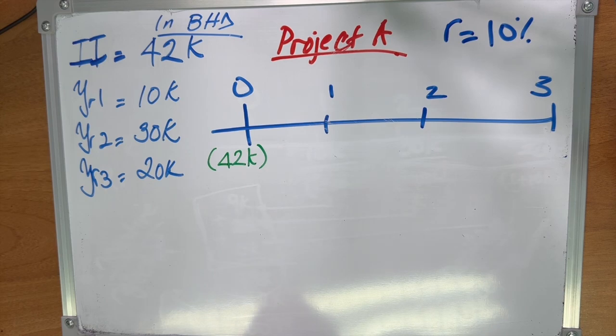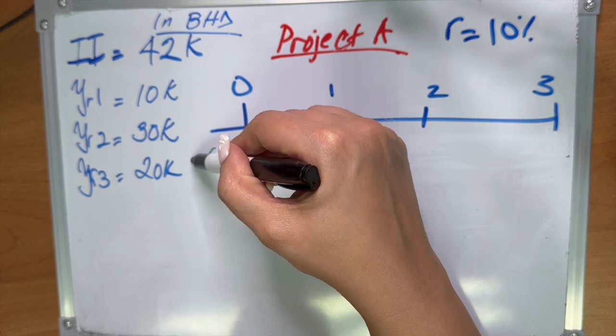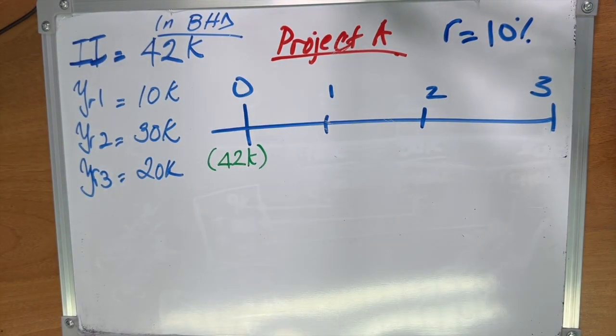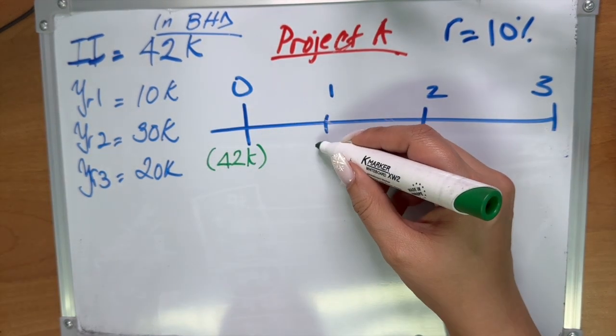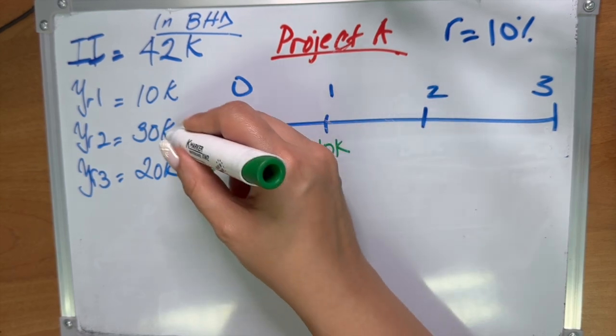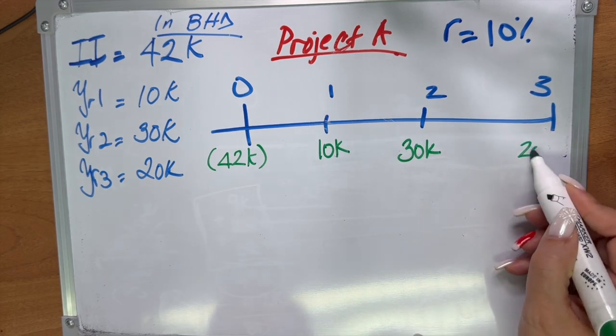So we have this project. The initial investment is going to cost us 42,000 dinars. These are all in BHD. In year 1, the project will make 10,000. In year 2, it will make 30,000. And in year 3, it will make 20,000. So I would suggest that the first thing you do is put them on a timeline. This will show you visually where the cash flows are placed. So in year 1, 10,000. In year 2, 30,000. And in year 3, 20,000.